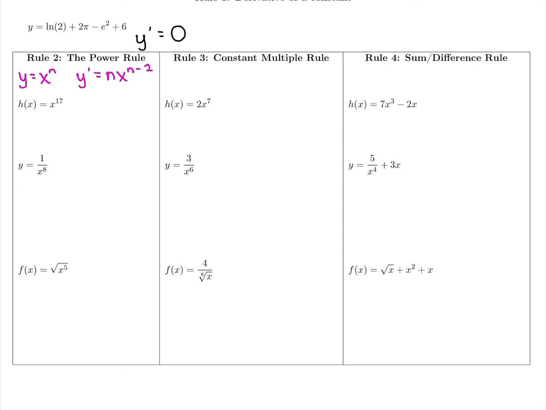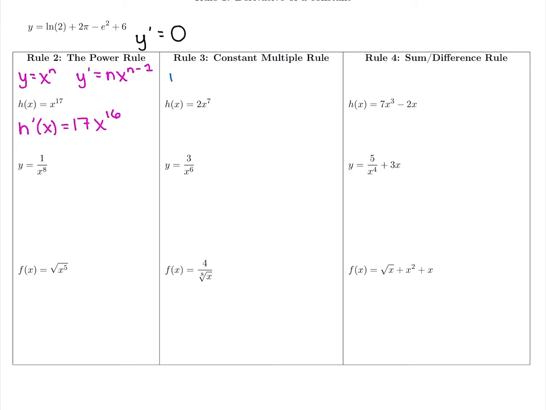If we use this on this first example here, we have h of x is x to the 17th. The derivative of that would be: bring down the power, 17, we multiply it out front, and raise x to the 17 minus 1, which is 16. I put these three rules in boxes right next to each other because they're essentially the same thing.